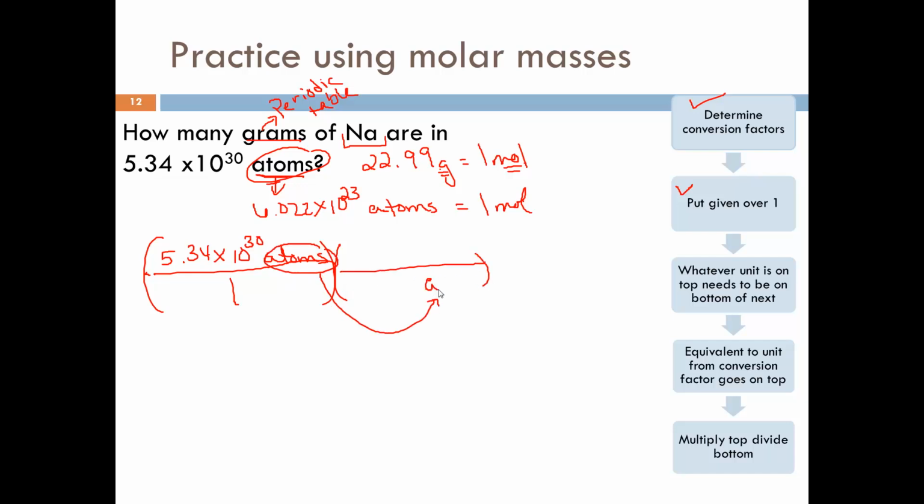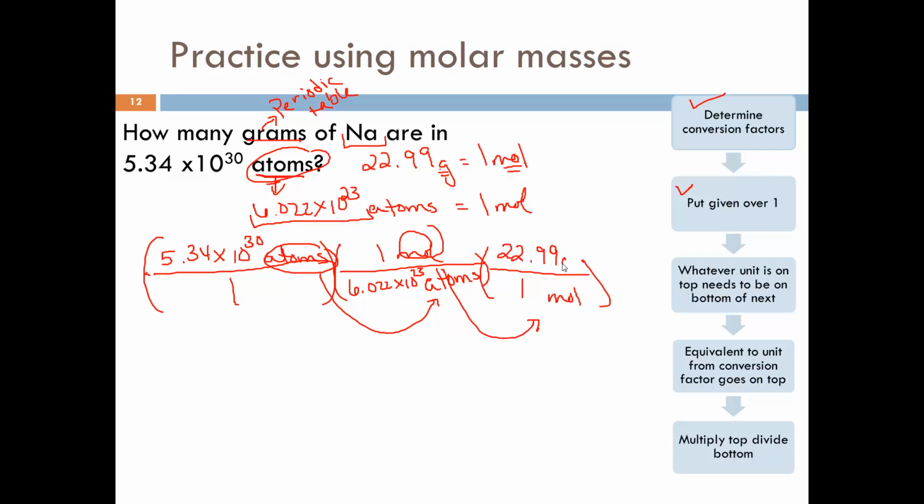6.02 goes with those atoms. That equals 1 mole. We have moles on top now, so we need to put moles on the bottom, and the number 1 goes with moles. That equals 22.99 grams. So 5.34 EE30 divided by 6.022 EE23 times 22.99, that comes out to be 2.04 times 10 to the 8th.